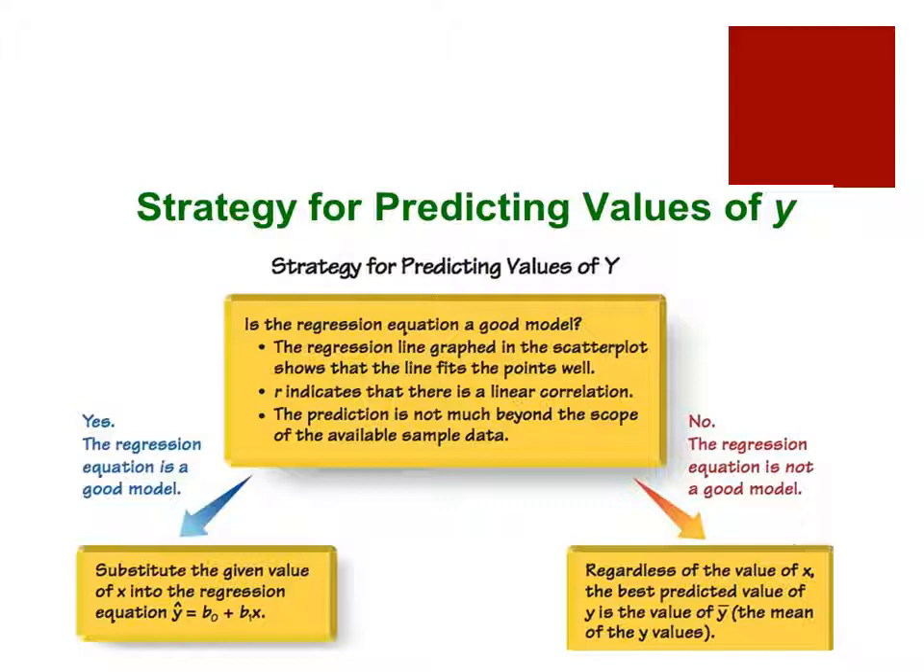If, however, we don't meet these criteria, then the answer is that the regression equation is not a good model. It's clearly not doing a very good job of predicting. That means that regardless of what the value of x is, our best predicted value of y is going to be the mean of y. So as soon as you get a regression equation, don't immediately start processing your value of x for your y. You need to check and make sure that your problem meets these criteria before you move forward.